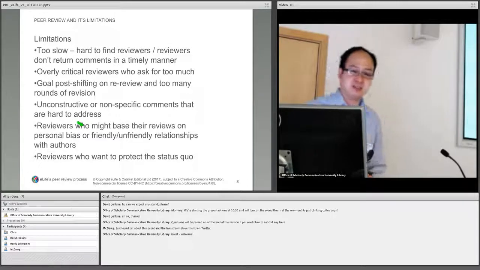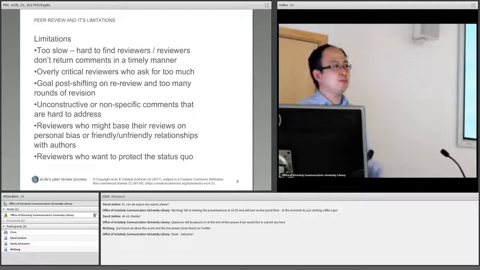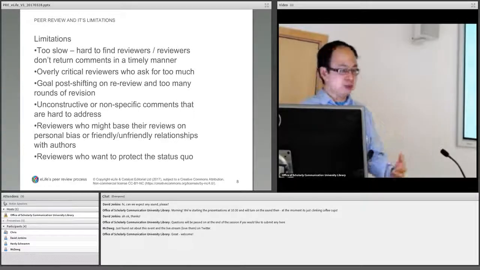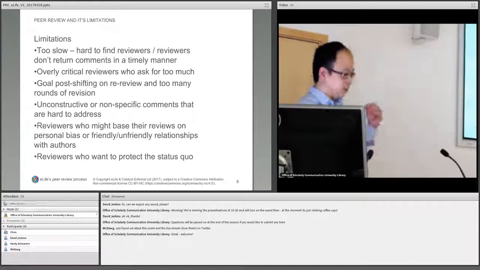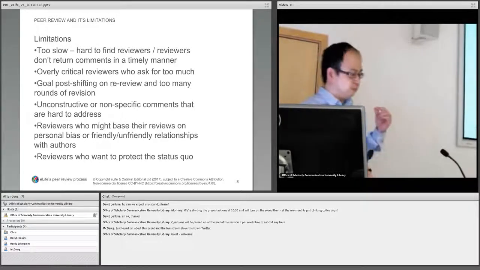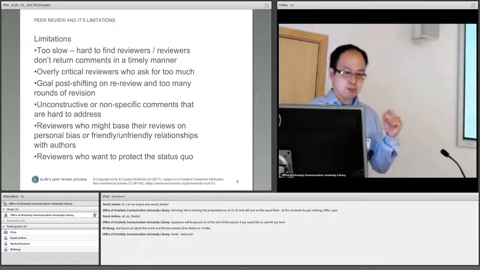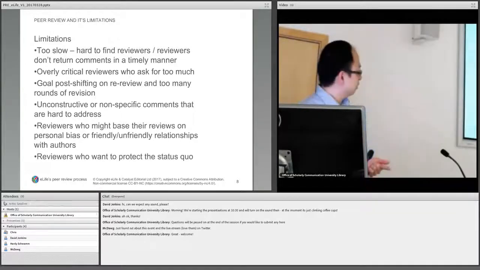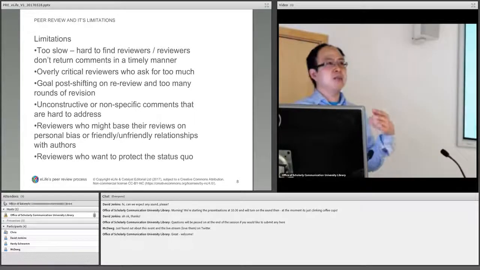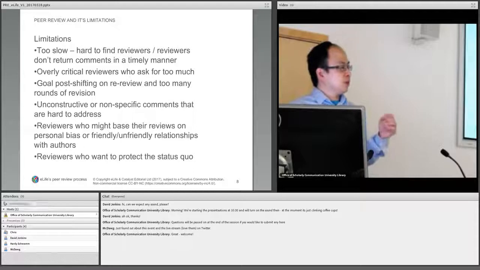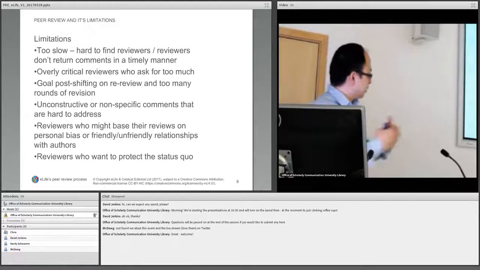So there are limitations of peer review. With the number of papers that reviewers are now being asked to review, there's also increased demand on their time, which means that peer review can often take a lot longer than we would want it to. Also, peer reviewers may ask for too much, be overcritical, and ask for additional revisions that are way outside of what would be necessary for the paper to be accepted. There may also be an element of bias in the peer review process. And reviewers may also not want to change the status quo. They may be reluctant to change or progress the ideas in the process.